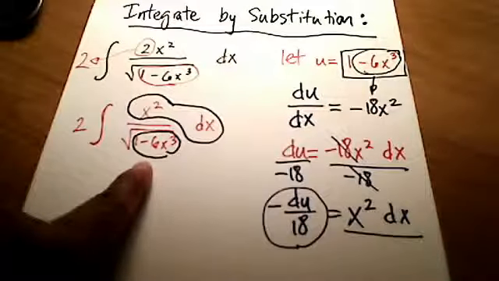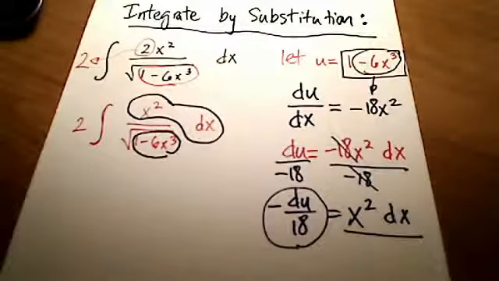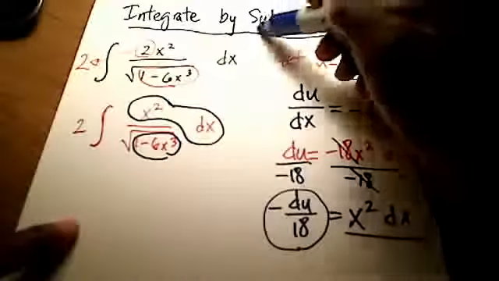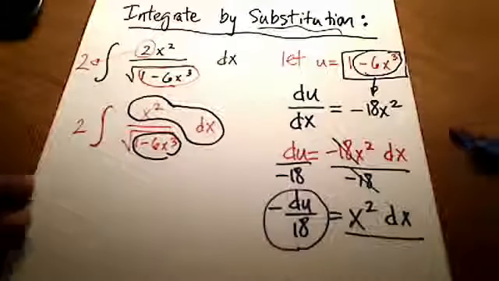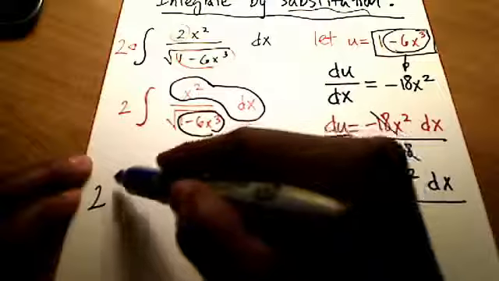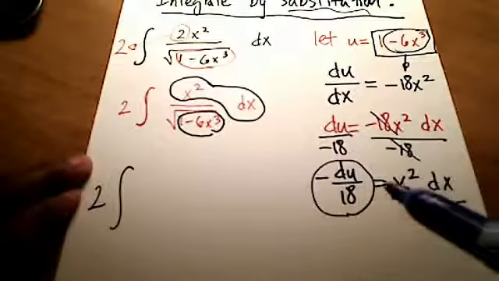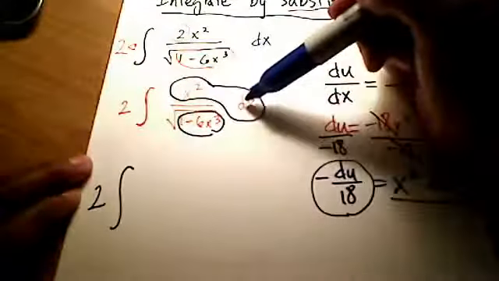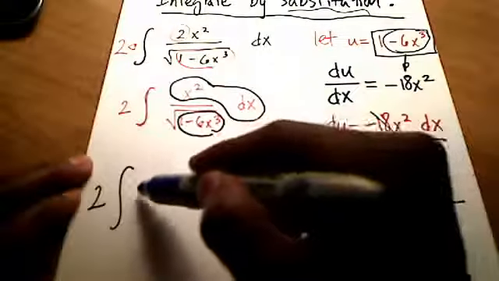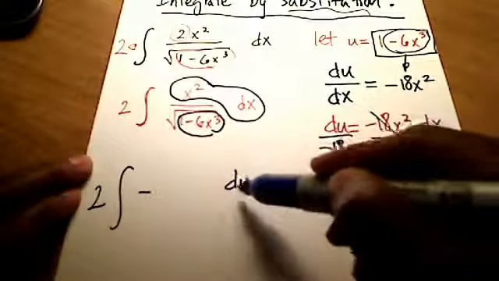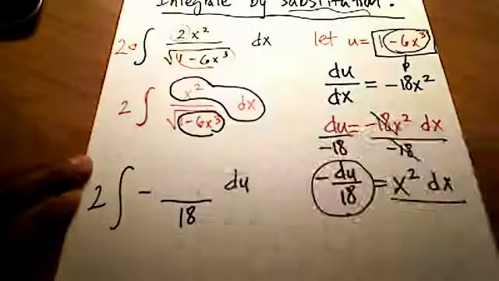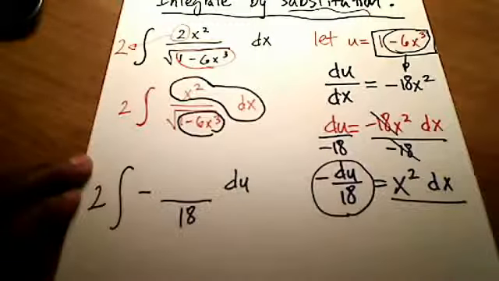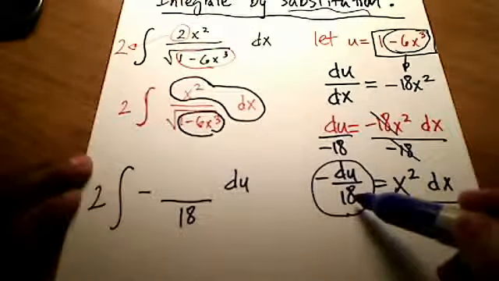Right, we can do that. So let's use our substitution rule here. This is all integration by substitution anyway, so here goes. I've got a 2 out front, and it's the integral of, and again, in place of this bubble, I'm putting in a negative du all over 18. Hope that makes sense. That's just this thing right here.